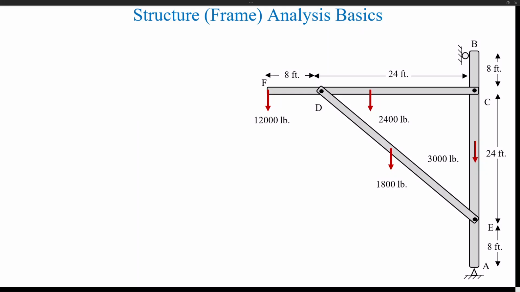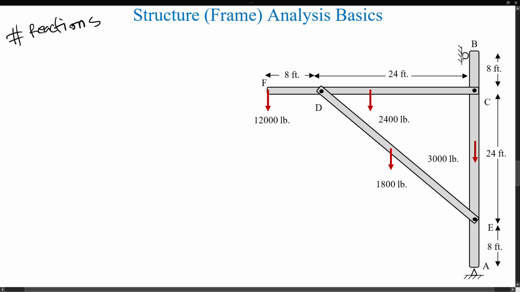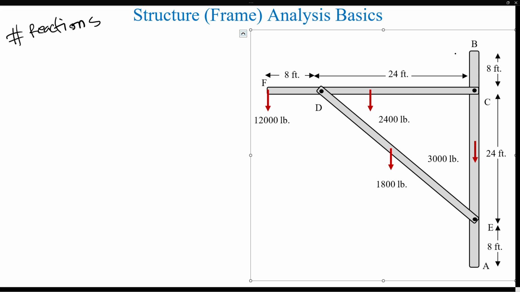Analysis of a structure frame example. Step number one is to find the reaction forces at the different support points. It is supported at B and A. The process to find the reaction forces at these points is to remove the joint, connection or support at both support points and replace them with the appropriate forces.